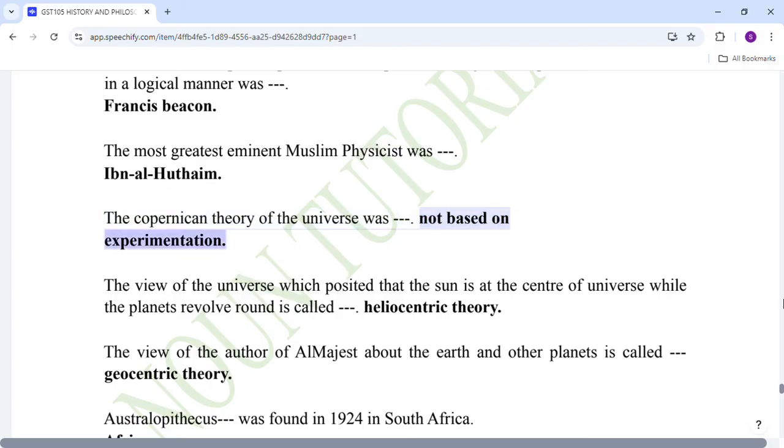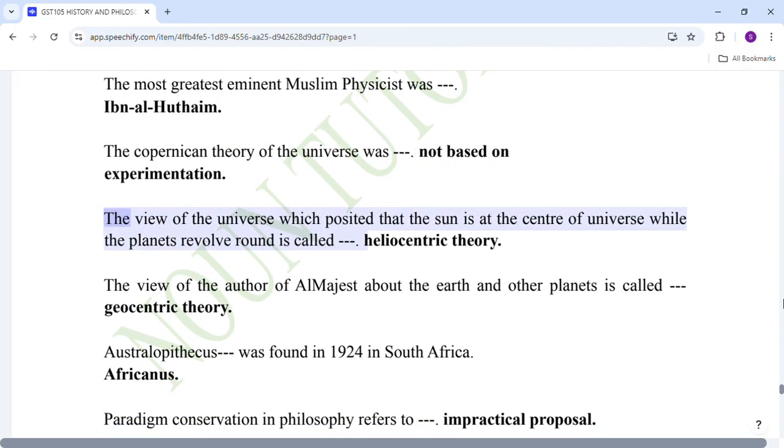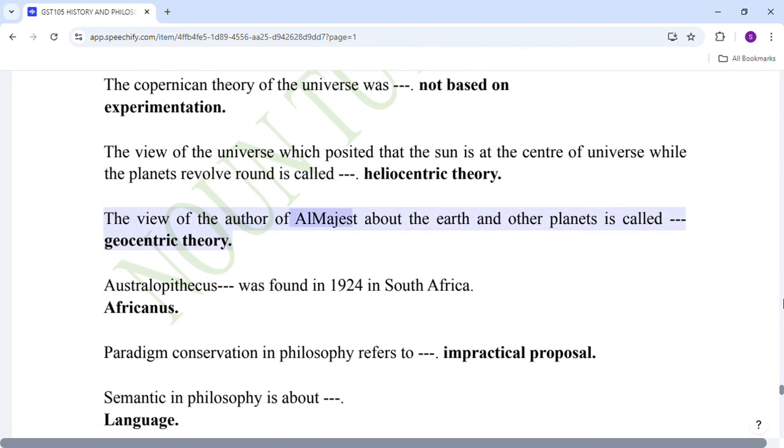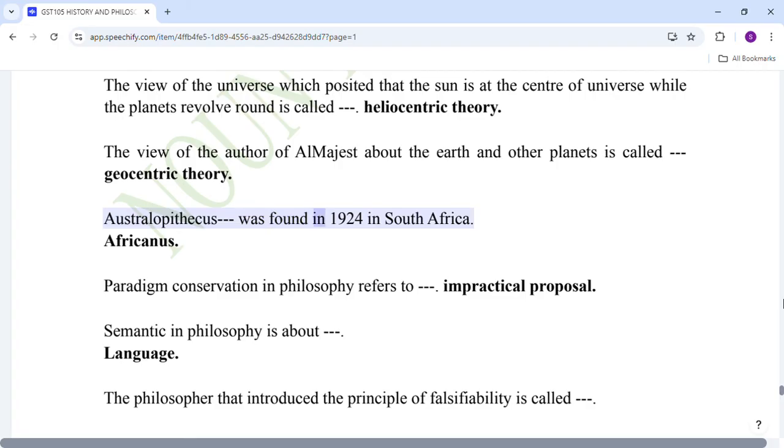Not based on experimentation. The view of the universe which posited that the sun is at the center of the universe while the planets revolve round it is called dash dash. Heliocentric theory. The view of the author of Almagest about the Earth and other planets is called geocentric theory. Australopithecus was found in 1924 in South Africa.